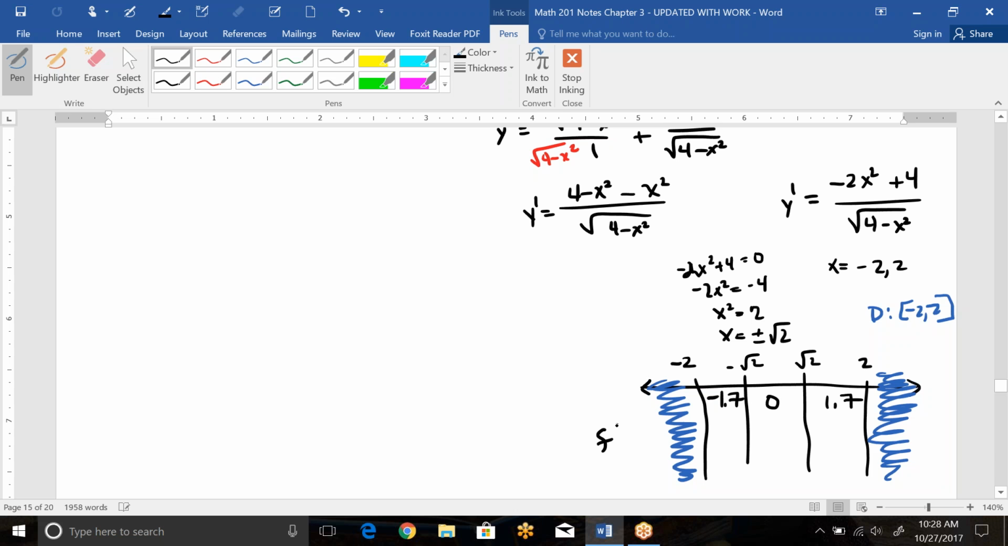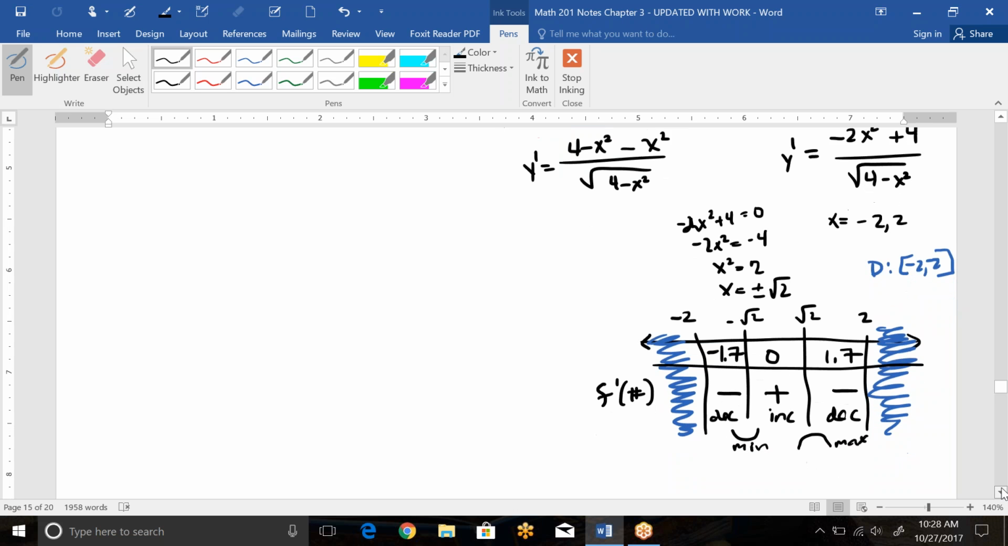Remember, you plug these numbers then into your derivative, and I've already done this on my calculator to save time. And then I got that this first one comes out negative, the second one comes out positive, and the third one comes out negative. So that means we are decreasing, increasing, decreasing. Decreasing to increasing means we have a minimum. Increasing to decreasing means we have a maximum, as long as those values exist in the function. So those are our maxes and min.